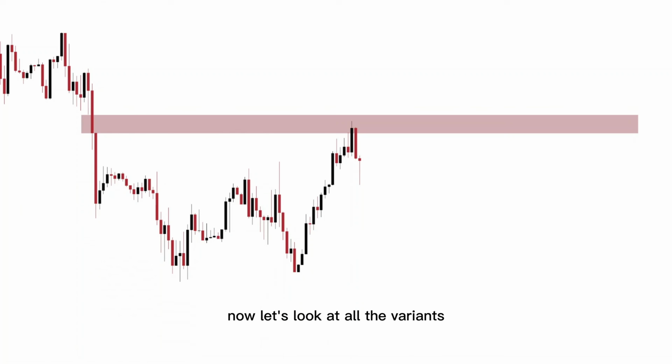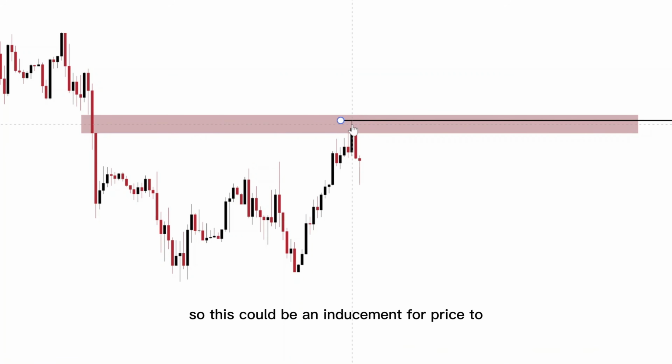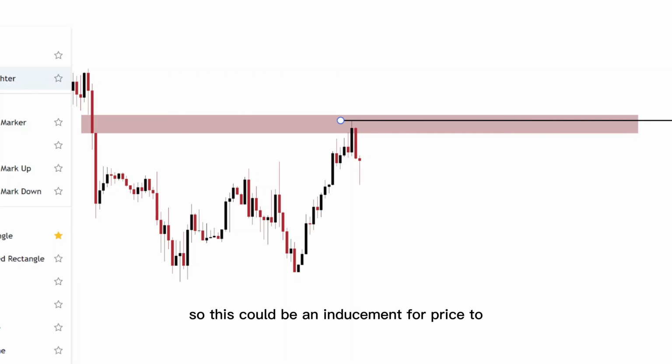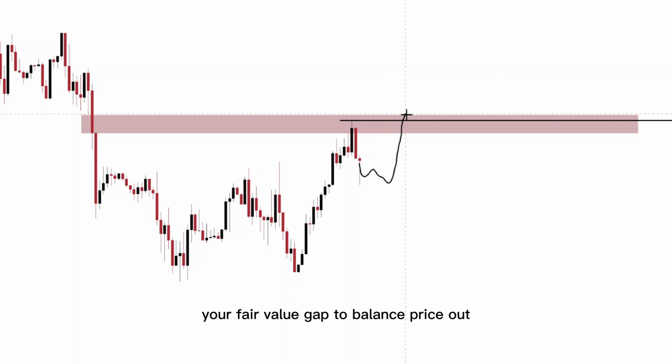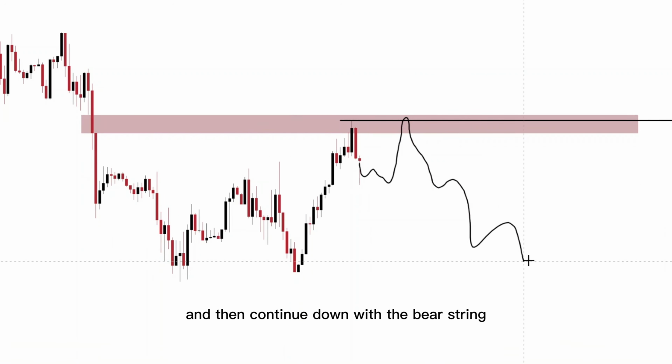So what can happen now? Let's look at all the variance. This could be an inducement for price to come down here a little bit, completely close your fair value gap to balance price out, and then continue down with the bearish trend.